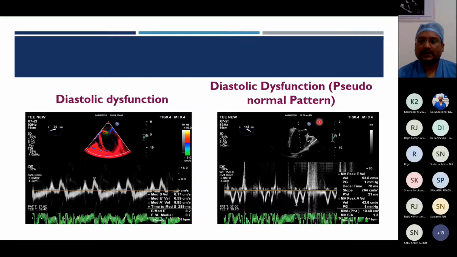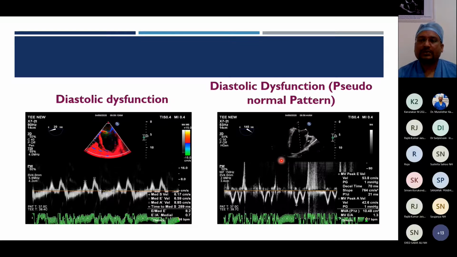And this is the same patient's pulse wave Doppler across the mitral valve. It shows a normal pattern with E by A of 1.3. So this normal we have to rule out, because here the same patient's TDI is showing there is a diastolic dysfunction, and the same patient's mitral inflow velocity is showing it is a normal pattern.